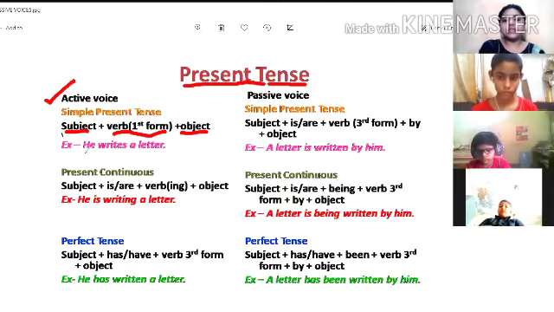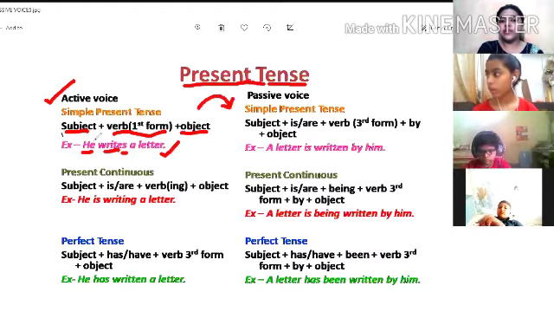So we can see that it is a singular subject. Write was the main verb and we just added s to it. So, he writes a letter. This is a simple sentence of simple present tense. Now, how do we change it into passive voice? And this will be applied to all the sentences of simple present tense.